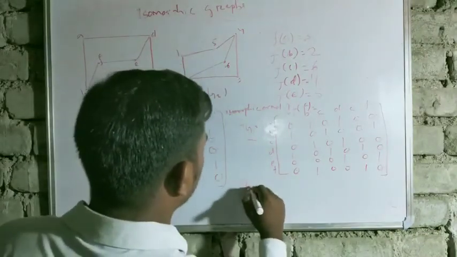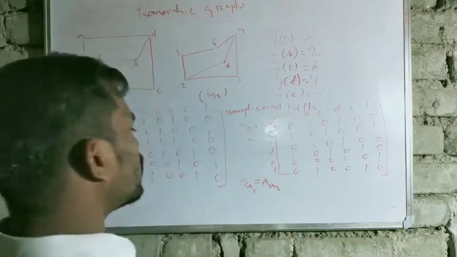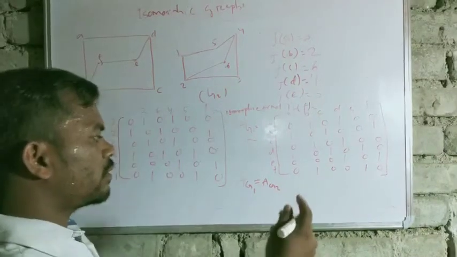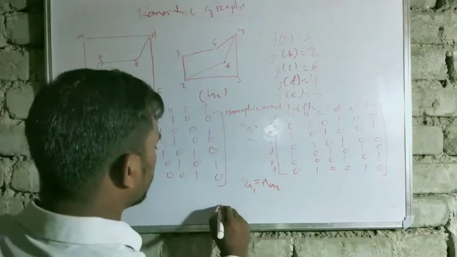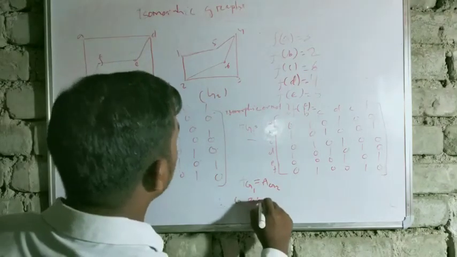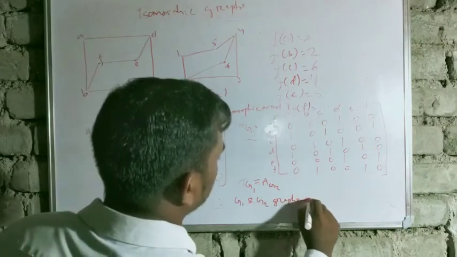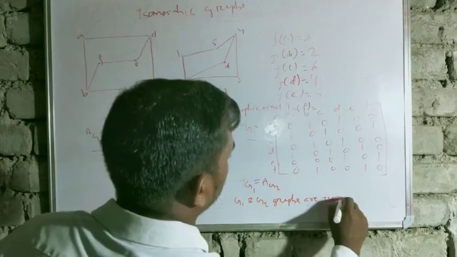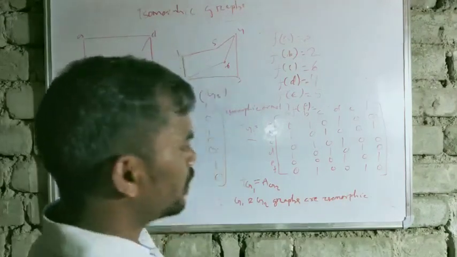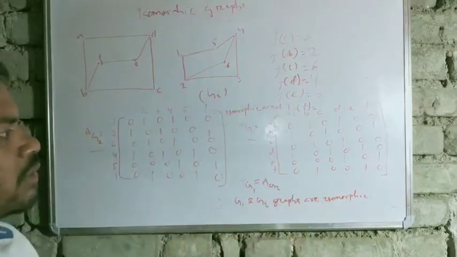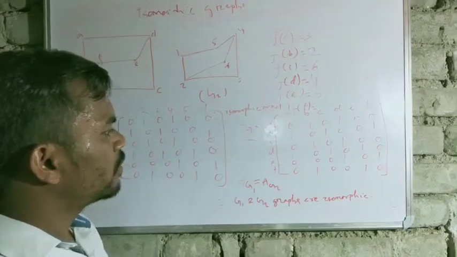That means A of G1 is equal to A of G2. That means both the adjacent matrices of G1 and G2 are equal, and so the G1 and G2 graphs are isomorphic. Okay, so by using these things you can solve many different problems.